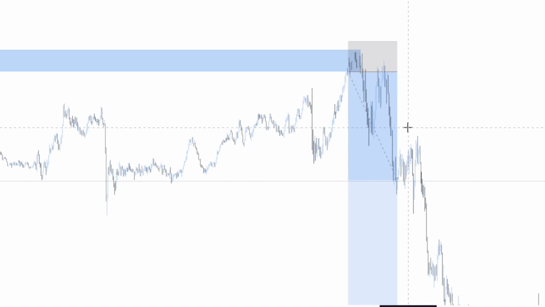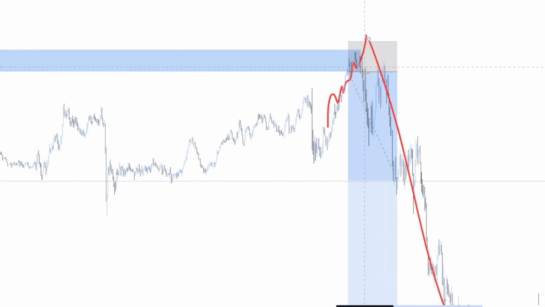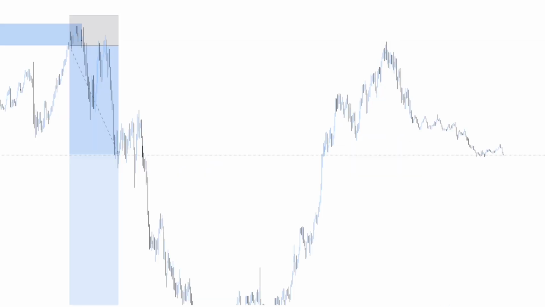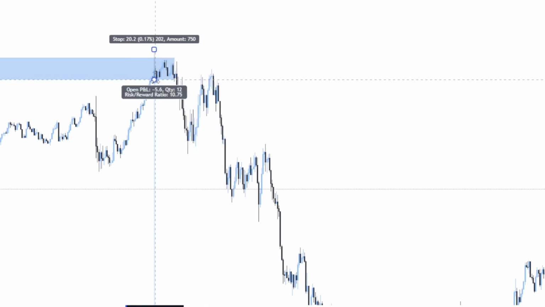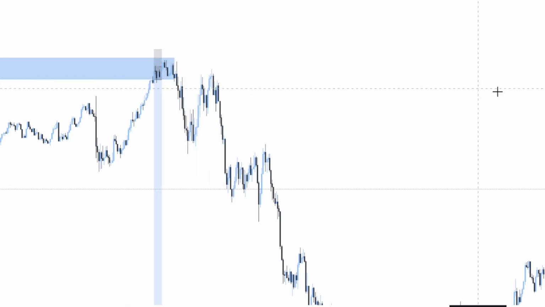In this case, I widened my stop loss, but it gave me a 1 to 10. Maybe in my specific trading plan, that's exactly what I'm looking for. You don't want a trade with such a tight stop loss that you get wicked out. That's not what we're here to do. We're here to make money, not gamble.